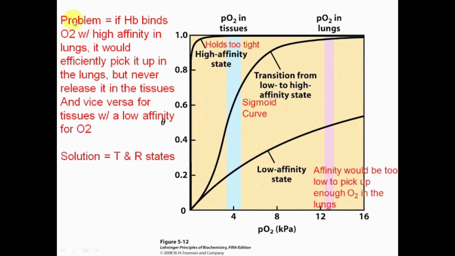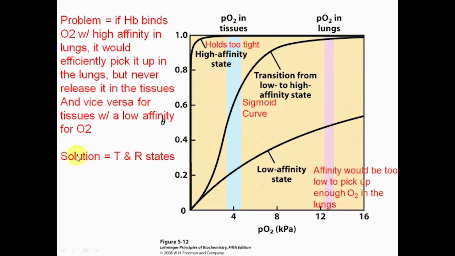So we have a problem, because if hemoglobin binds oxygen with high affinity in the lungs, it would efficiently pick up oxygen in the lungs, which is good. That's what we want. However, because the affinity is so high, the hemoglobin would never release the oxygen to the tissues. And so if we had a really, really high affinity state, it would hold on to that oxygen too tight in the tissues and in the lungs. So the body would never get its oxygen.